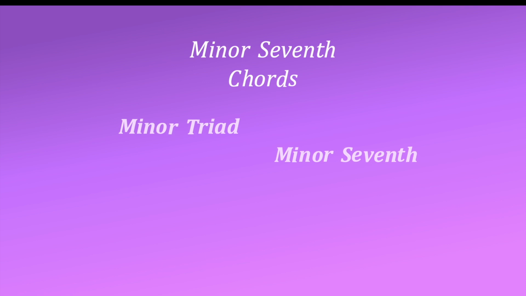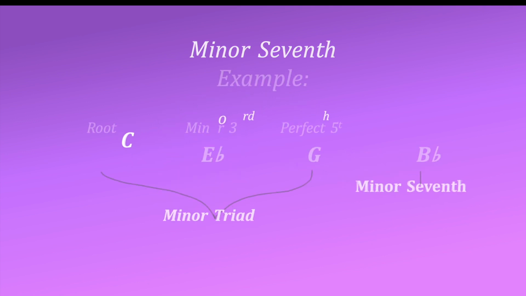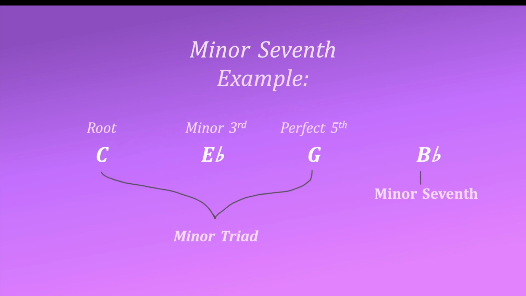Moving on to a minor seventh. A minor seventh uses the minor triad and adds the 7th note of the minor scale. An example of a minor seventh would be C minor seventh, which is C, E flat, because it's the minor third, G, and B flat, which is the minor seventh. It sounds like this.